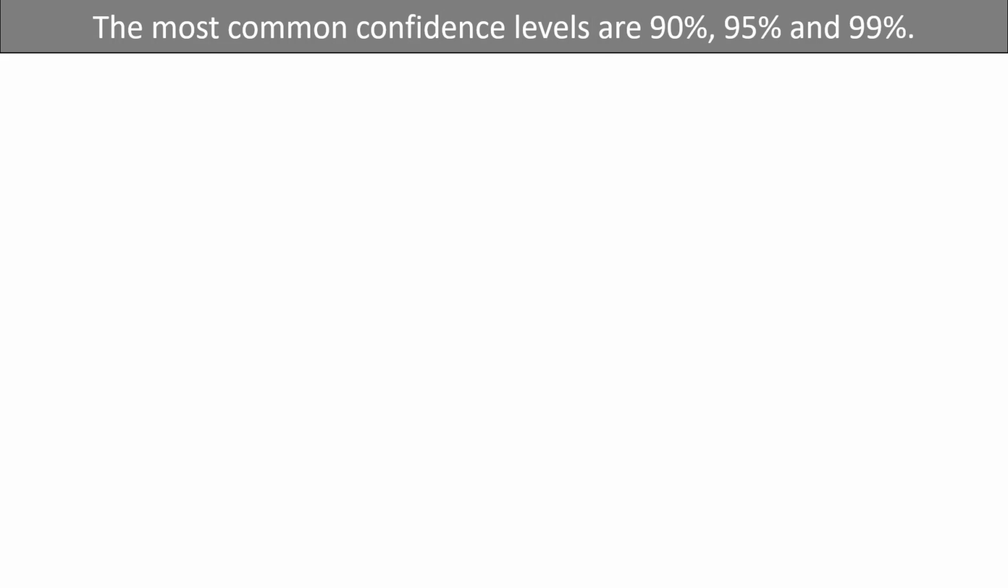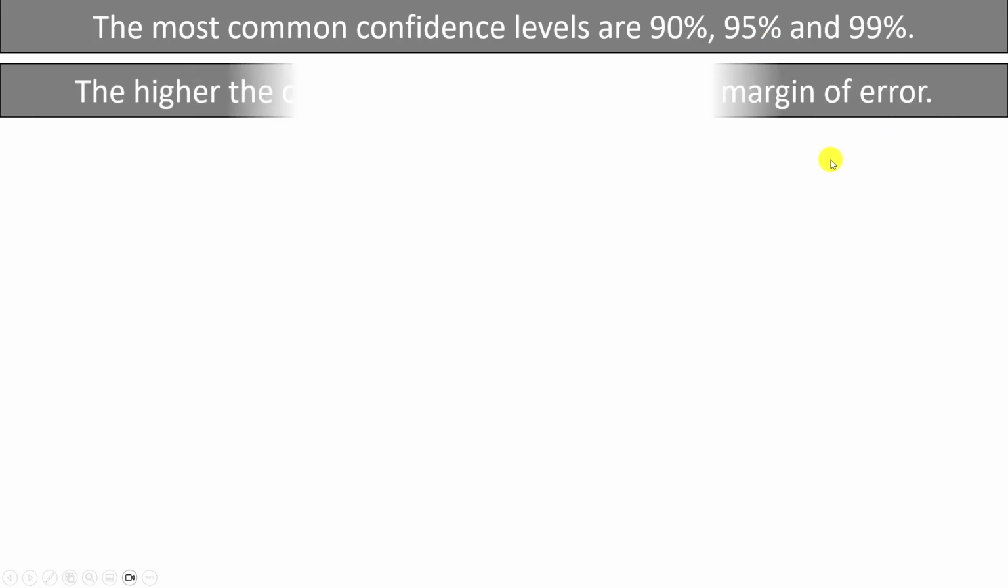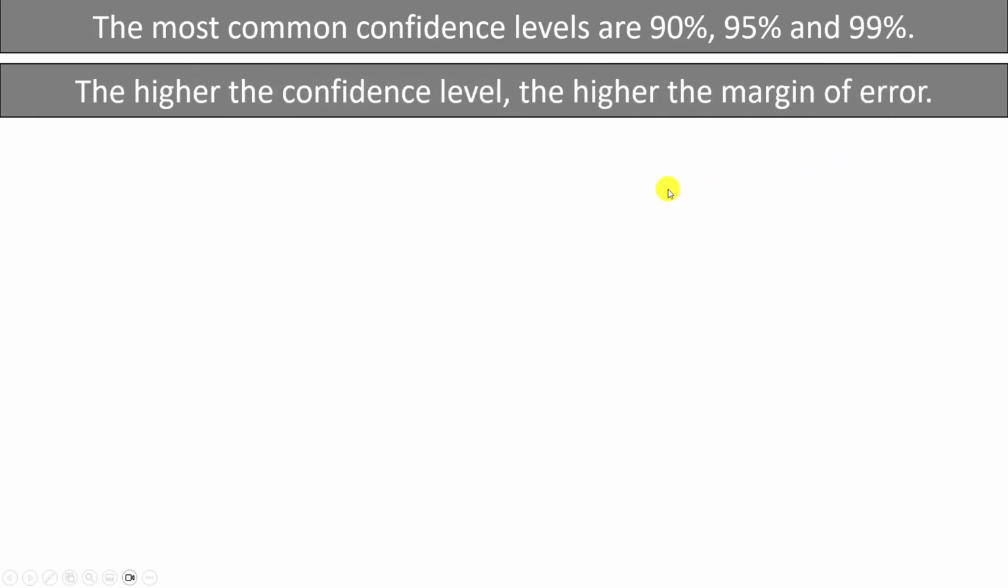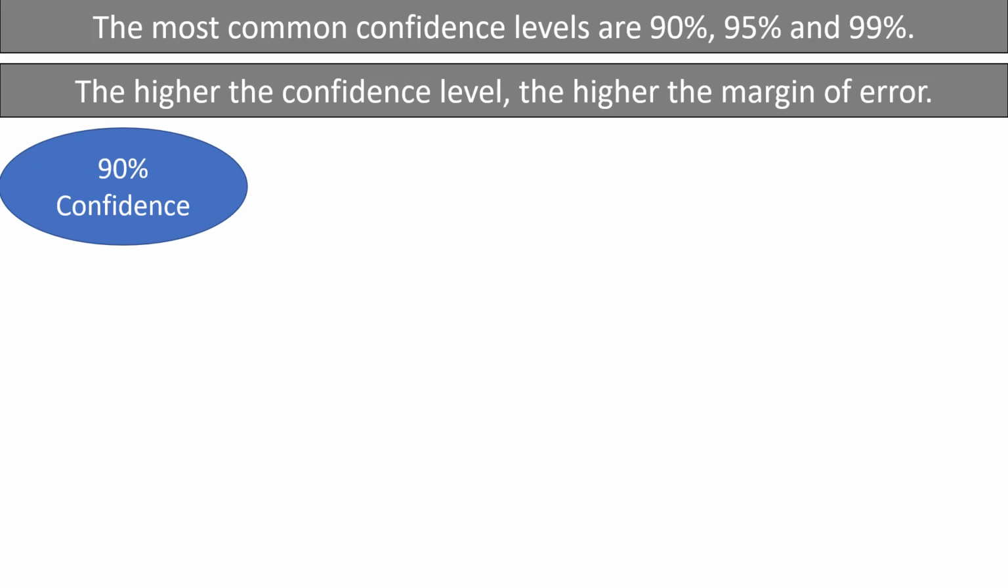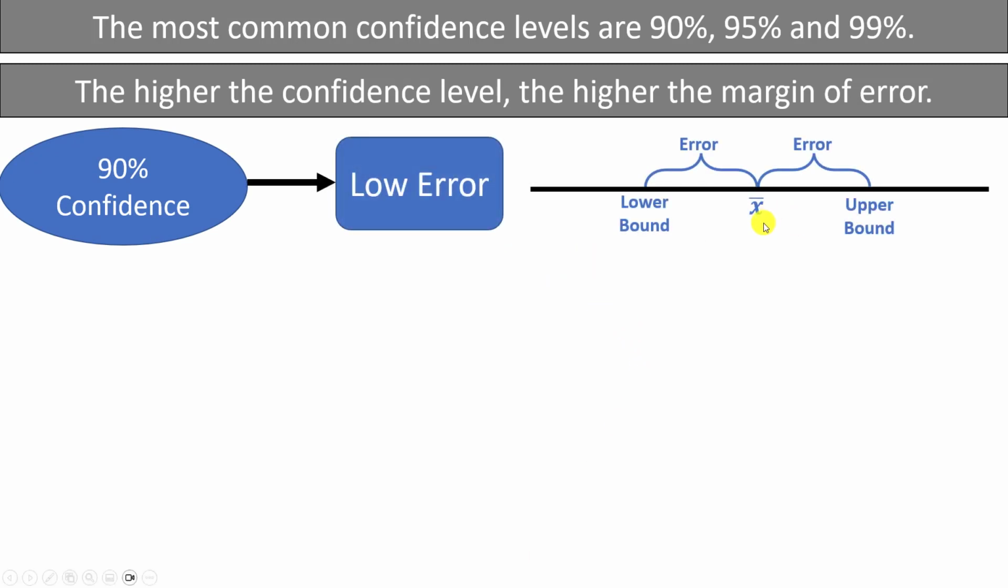The most common confidence levels are going to be either 90%, 95%, or 99%. The higher the confidence level that you use, the higher that margin of error is going to be. The lowest level of confidence that's still typically used is 90%. This is going to lead to a very low margin of error, which would look something like this. We would have our point estimate in the middle of x bar and a relatively small margin of error down to our lower bound or up to our upper bound.